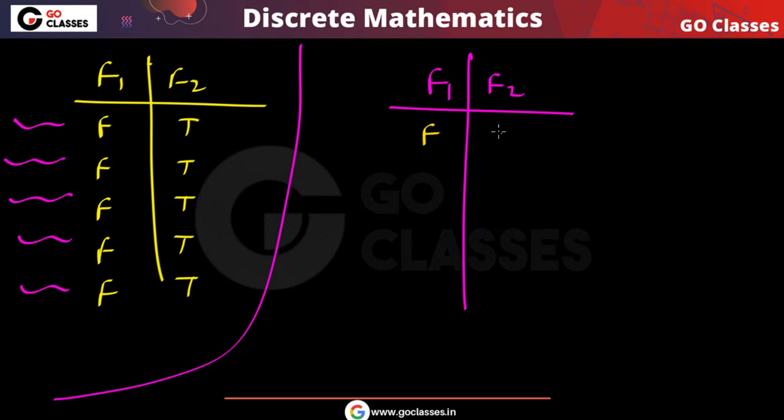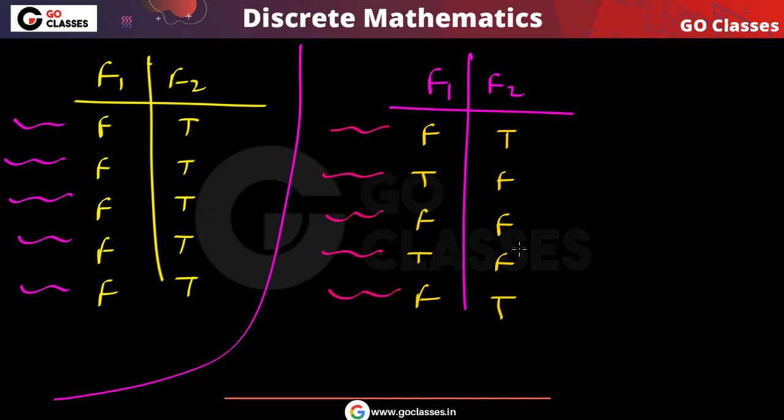Like, I can say that this is true, this is false, this is false, this is true, this is false, this is false, this is also possible. Because remember, for any row, at least one of them should be definitely false. So you cannot say that both are tautology.